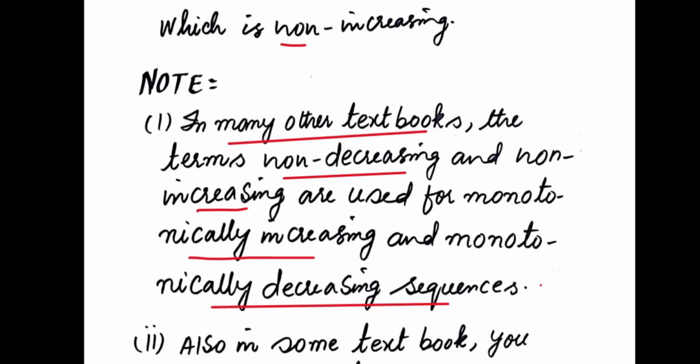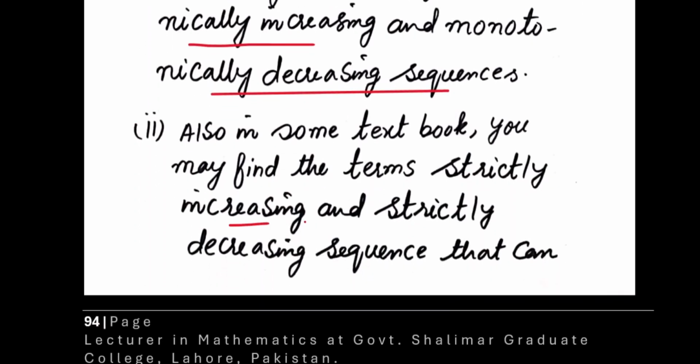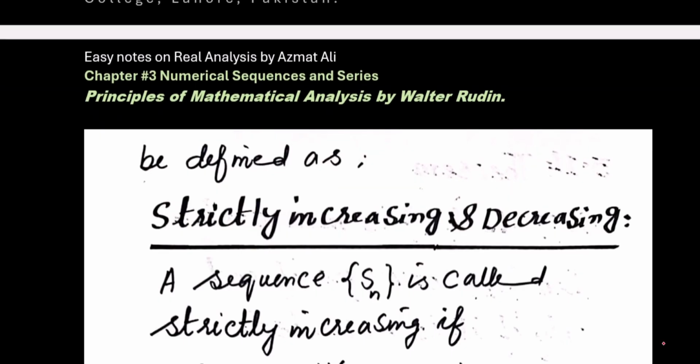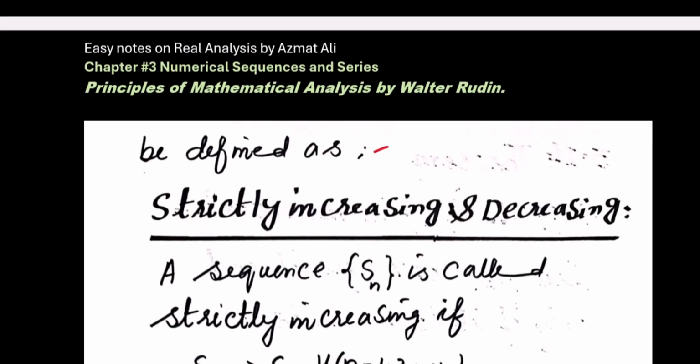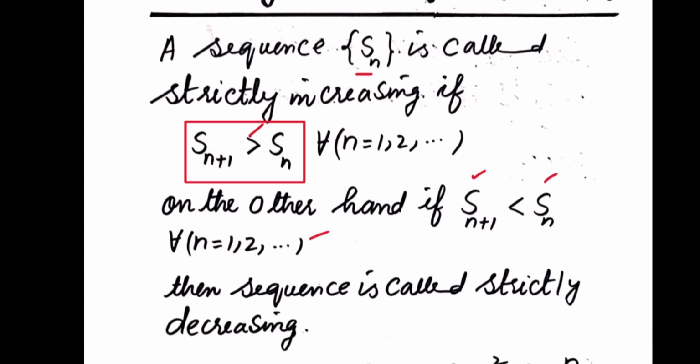by monotonically decreasing sequence. Further, also in some textbooks, you may find the terms strictly increasing and strictly decreasing sequence that can be defined as: a sequence Sn is called strictly increasing if every next term is strictly greater than the previous term. Here you can notice that I have not written the equal sign. This is just the greater than sign. On the other hand, if every next term is less than the previous term for every positive integer, then the sequence is called strictly decreasing.